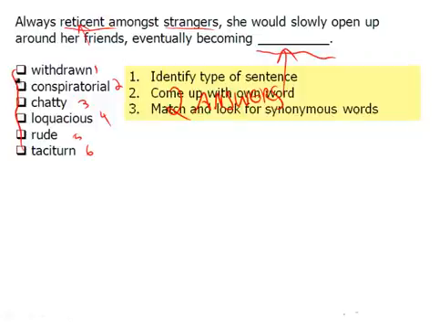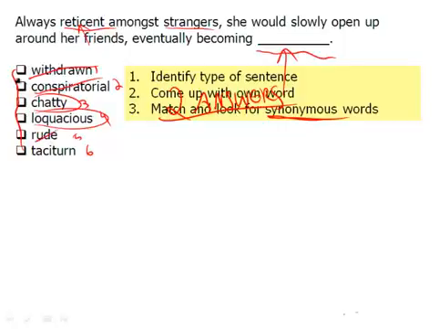And then, of course, we want to match and look, in this case, for synonymous words. That's the important part, words that are synonyms. So what word means saying much, which means talkative? Withdrawn is the opposite. Conspiratorial doesn't quite mean talking a lot. I mean, that means you're plotting. Then there's chatty. Chatty is talkative. Loquacious is a synonym, which means talkative. And notice I circled both of them. Why? Because there are 2 answers. And those 2 words are synonyms, sentence equivalents.